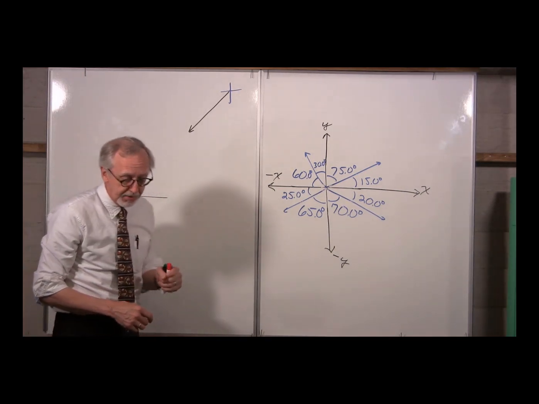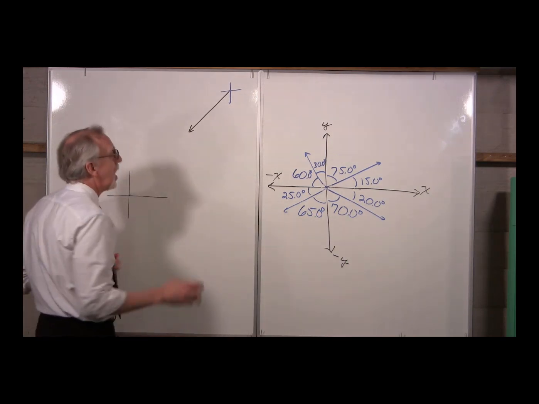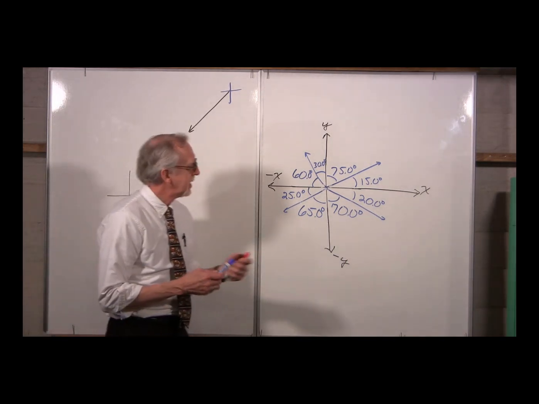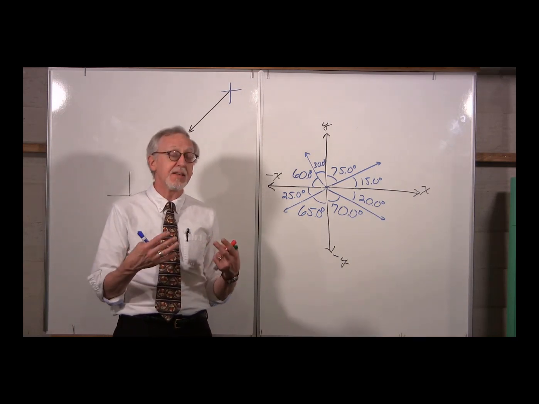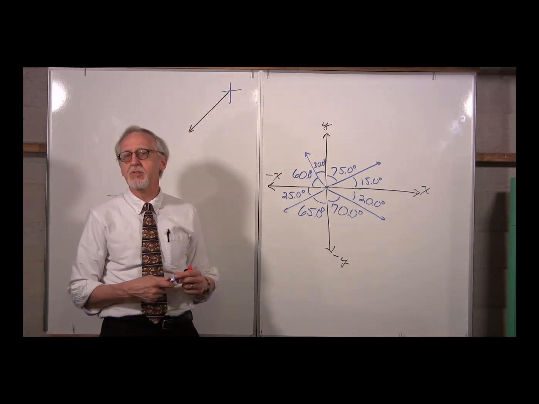All right, great. Now, sorry, one more thing. A vector that's actually on the axis, on one of the axes, typically we only describe that in one way.